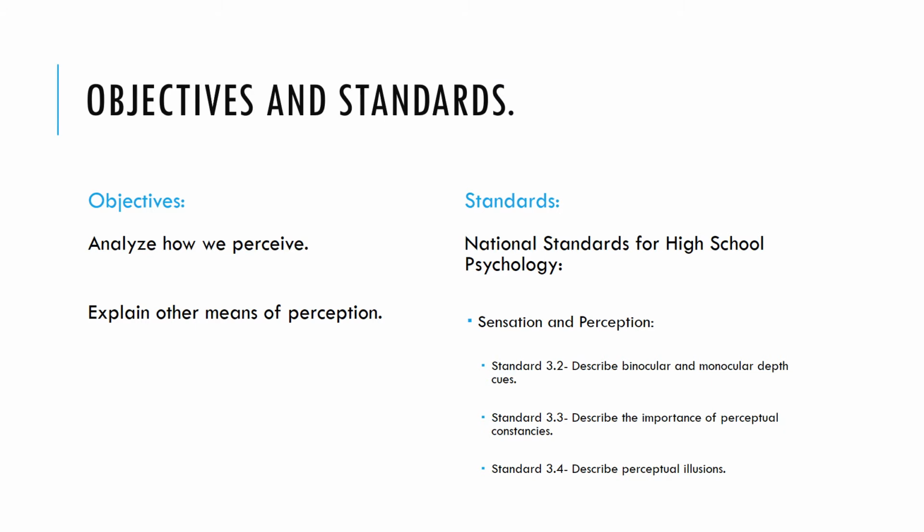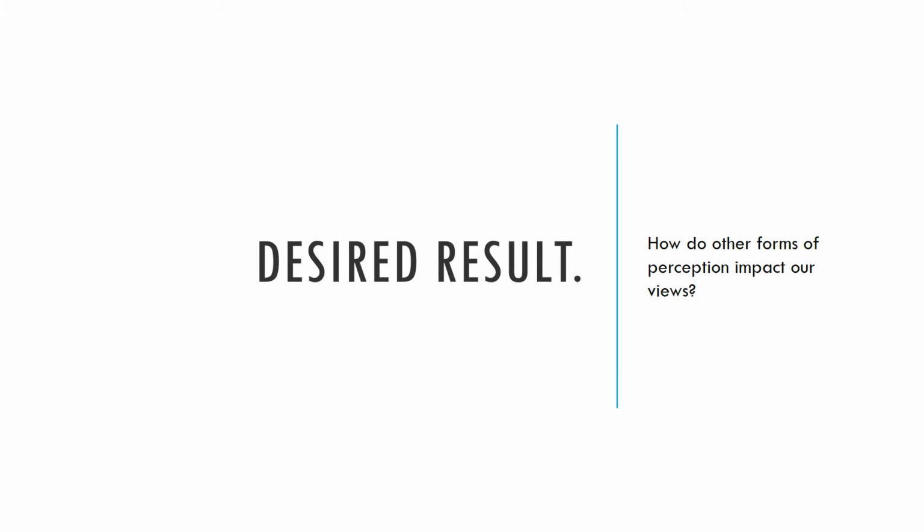We have our objectives and standards here. The objective is to analyze how we perceive and explain other means of perception. Take a moment there to read over the standards. Our desired result for today is: how do other forms of perception impact our views?